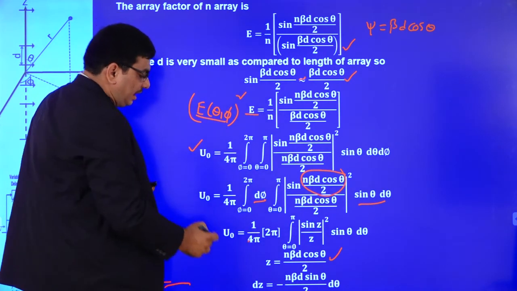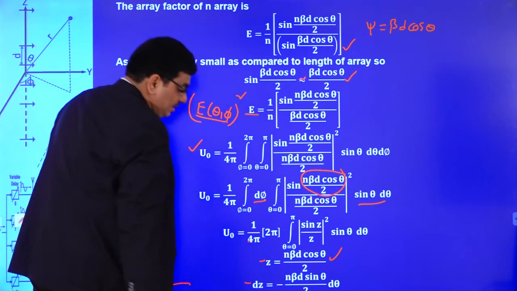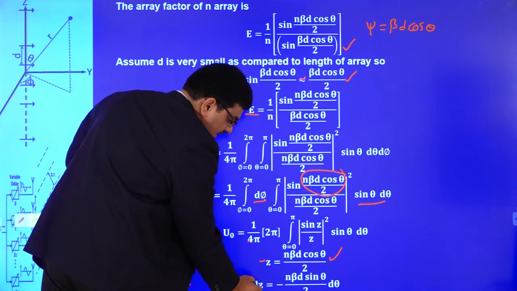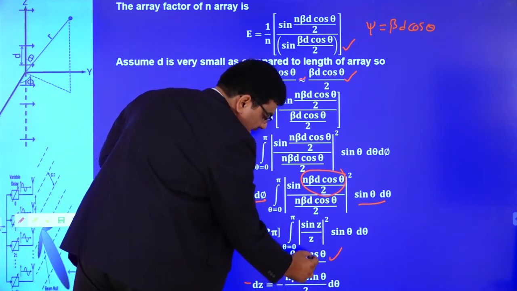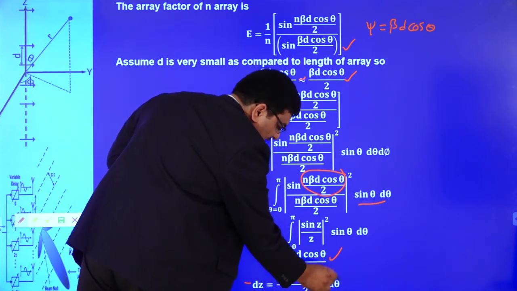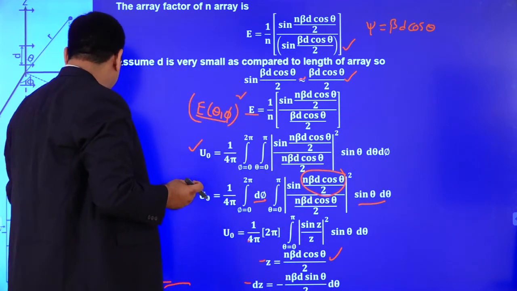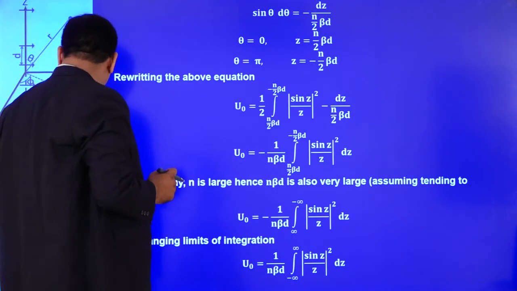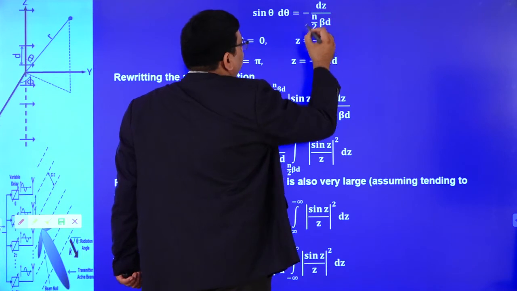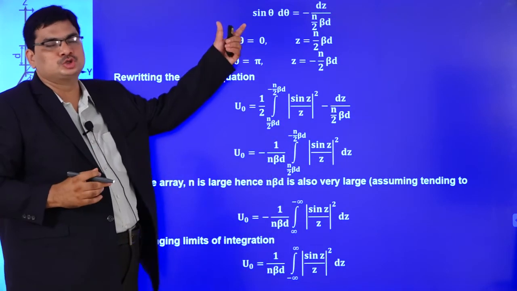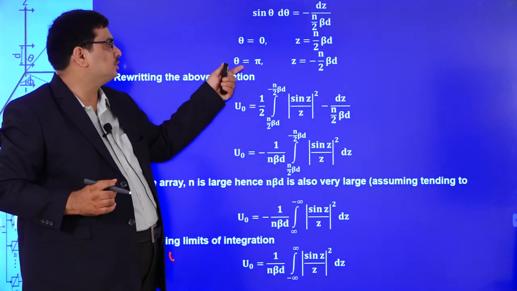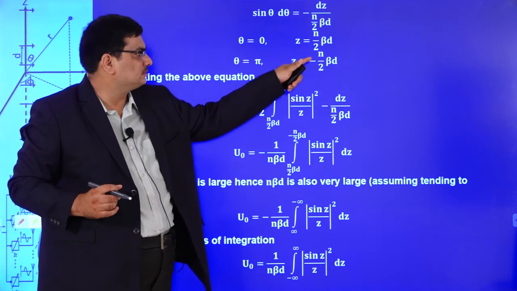Now after this, I am finding dz. So differentiating both sides with respect to theta, dz is equal to n beta d by 2 into sin theta d theta, with a negative sign. So from the further expressions, sin theta d theta is equal to minus dz by (n beta d by 2). If you substitute theta is equal to 0, then z is equal to n beta d by 2. If theta is equal to pi, z is equal to minus n beta d by 2.